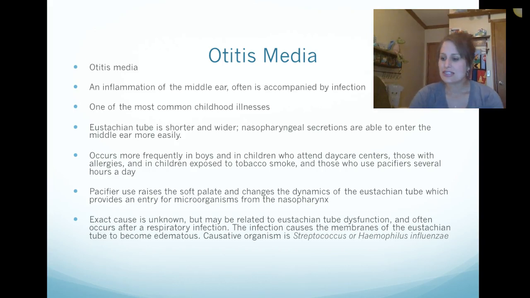For children, eustachian tubes are a lot shorter and wider. They kind of have a weird angle, and so a lot of times those nasopharyngeal secretions are going to be able to enter that middle ear more easily and cause these infections, and that's why you see this more commonly in children than you do adults. And you can see a picture of that on 753. Just notice the angle of the eustachian tubes.